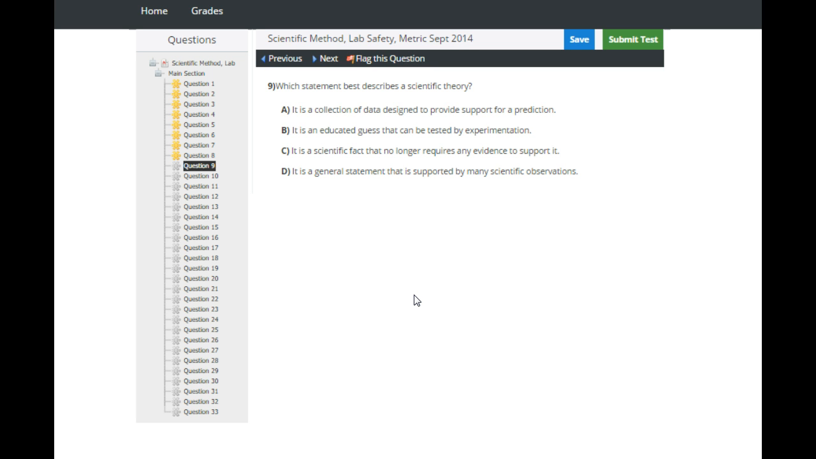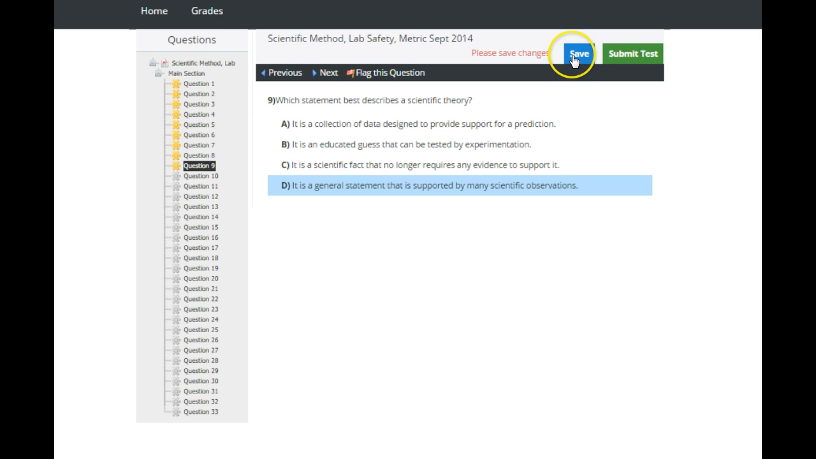So that's a general statement that's been tested and has stood the test of time, and it's pretty well written in stone, but again, if something new comes along, then it can be changed. It's not quite as solid as a law, but it's been around and it's held in pretty high regard. Let's put it that way. So it's a general statement that's supported by many scientific observations.